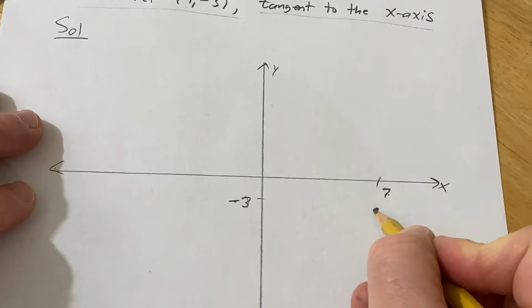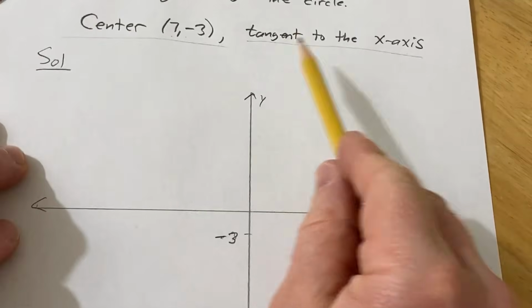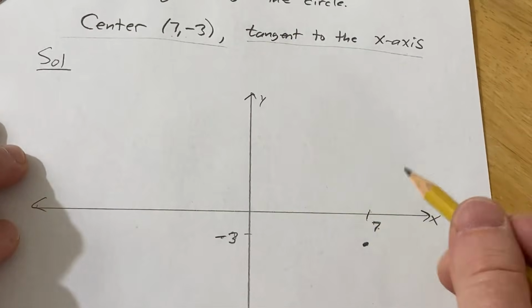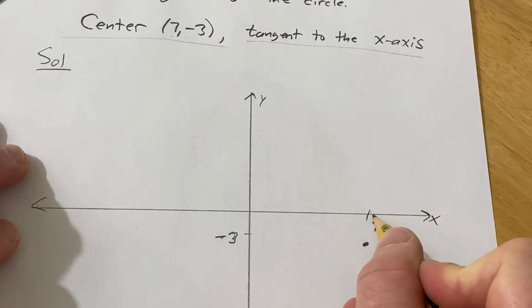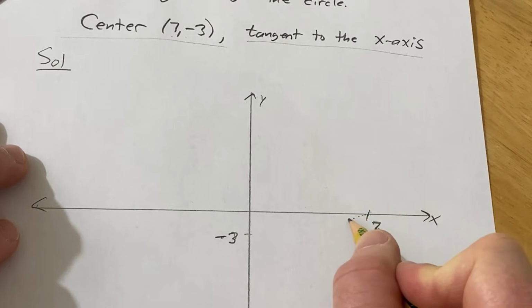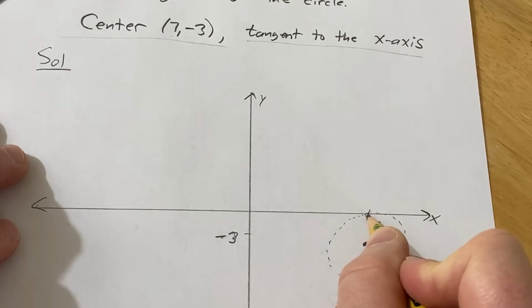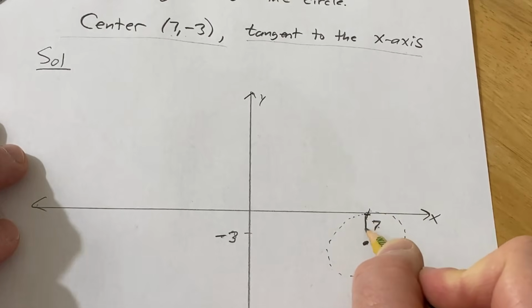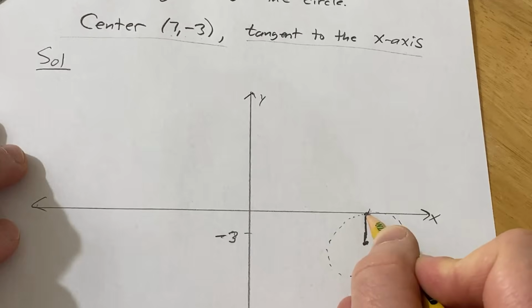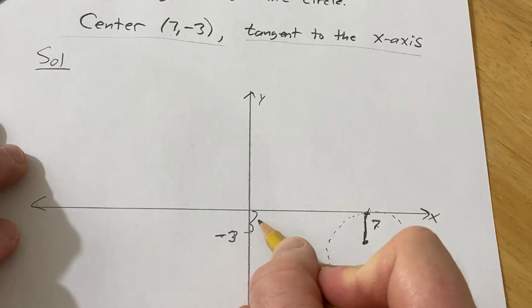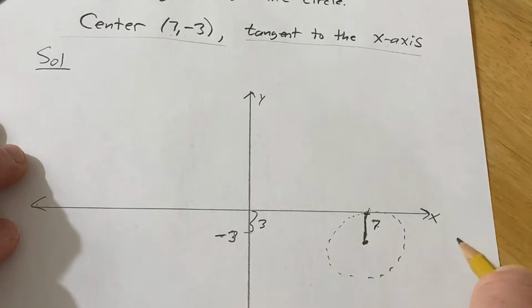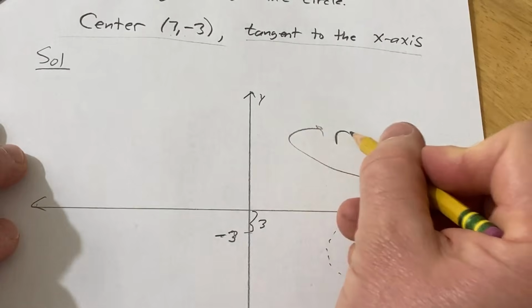Just a rough sketch. And we're told it's tangent to the x-axis. So tangent means just touches. So that means it's just going to touch the x-axis right there. So this distance is the radius, right? It just touches it there. And this distance is 3. Therefore, the radius of the circle is 3 from the picture.